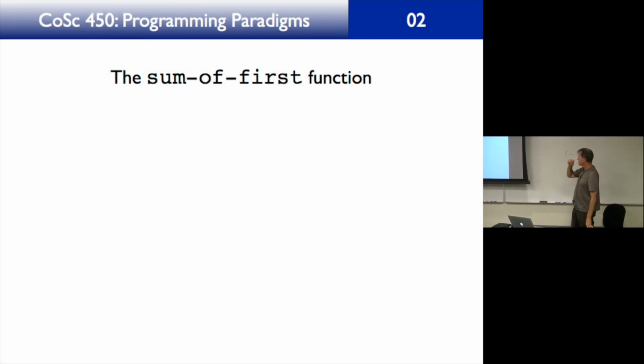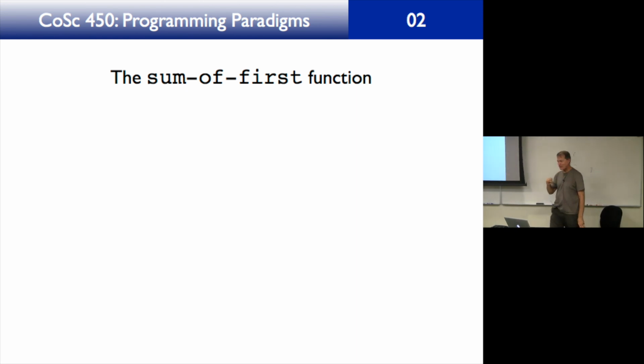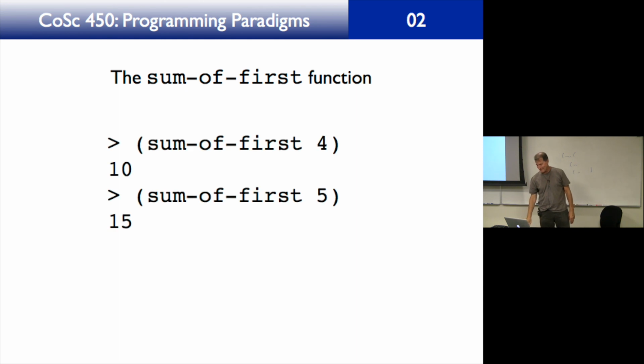Let's do another recursive algorithm. The next one's going to be sum of first. So what do you suppose sum of first will do? If we do sum of first 4, we'll get 10. Now, why will we get 10? And if we do sum of first 5, we'll get 15. So what is sum of first n? Nobody? Yeah, 1 plus 2 plus 3.